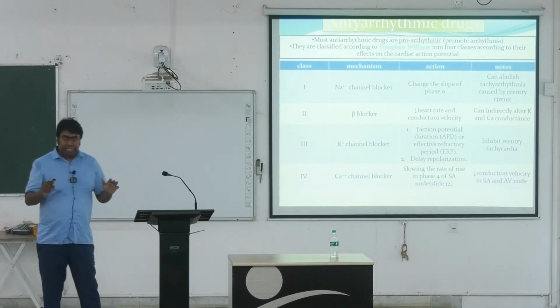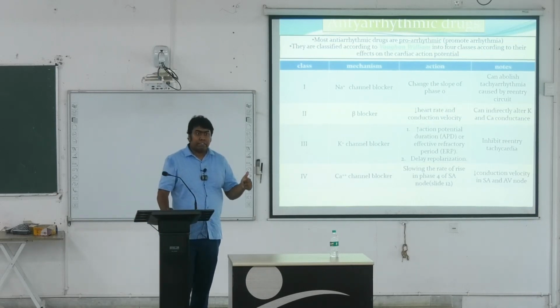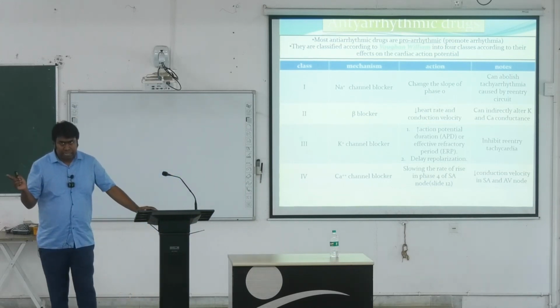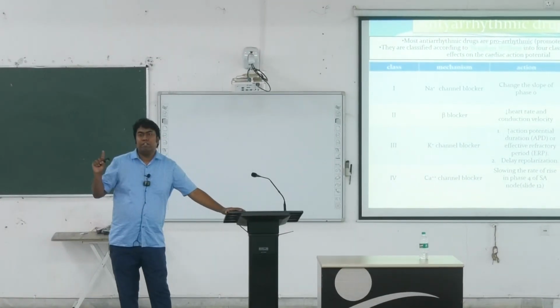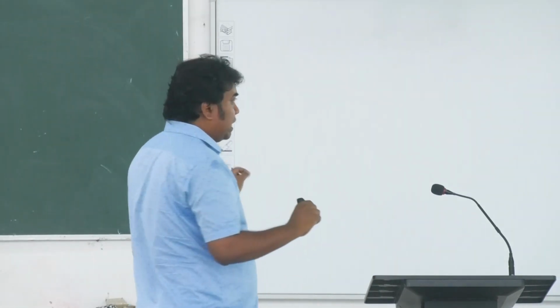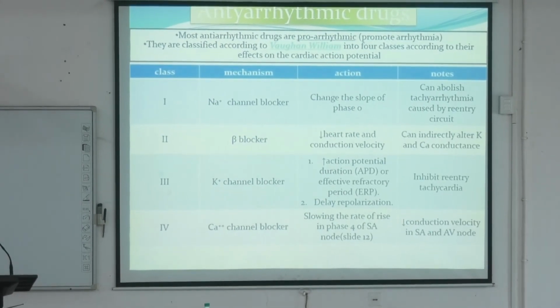At least in the classification, you have to remember: class 1 is sodium channel blocker, class 2 is beta blocker, class 3 is potassium channel blocker, and class 4 is calcium channel blocker. All of these are blockers.